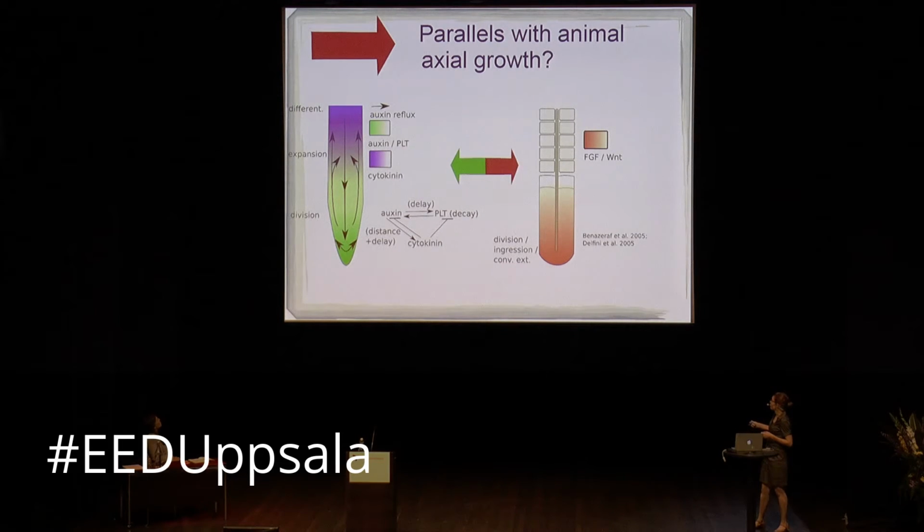So we have an auxin platform positive feedback. We have an antagonism at a distance and with a delay, and we have this reflux loop. Well, if we look at animal axial patterning, and what we know most of is from vertebrates, we have this FGF Wnt gradient with a maximum in the tail bud, and this is where division and ingression, etc. take place. So that's one similarity.